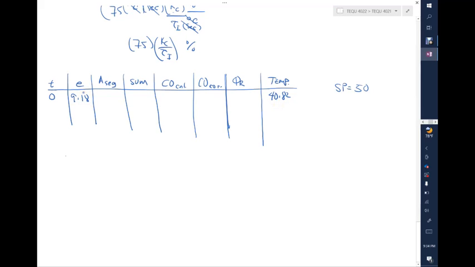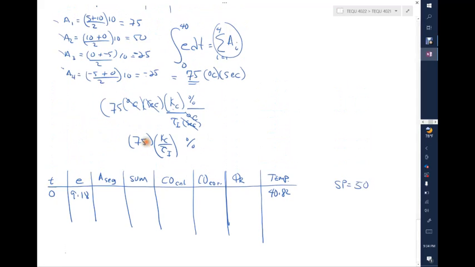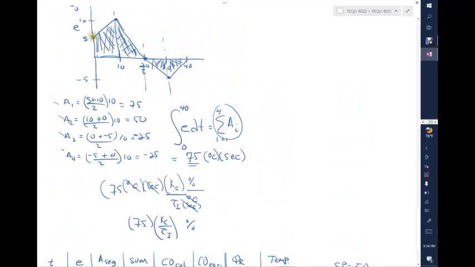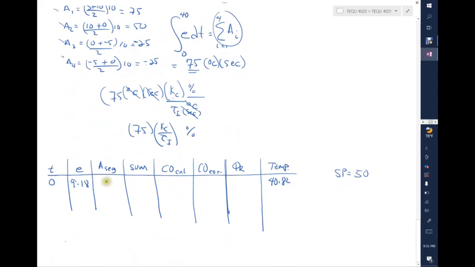The area of the segment. This is the first error. If this is the first error, you are right here. There's no area because you are right here. It's just a vertical line. There's no area. You haven't advanced yet in time. So that means that this is 0.